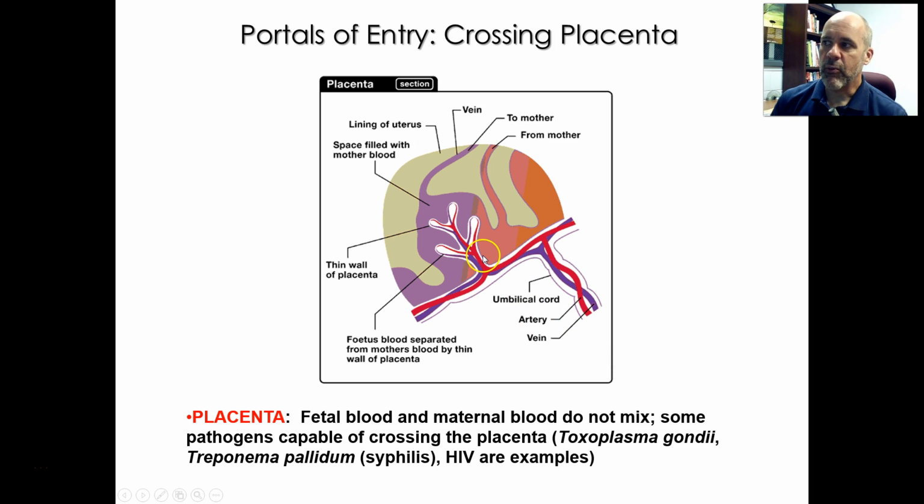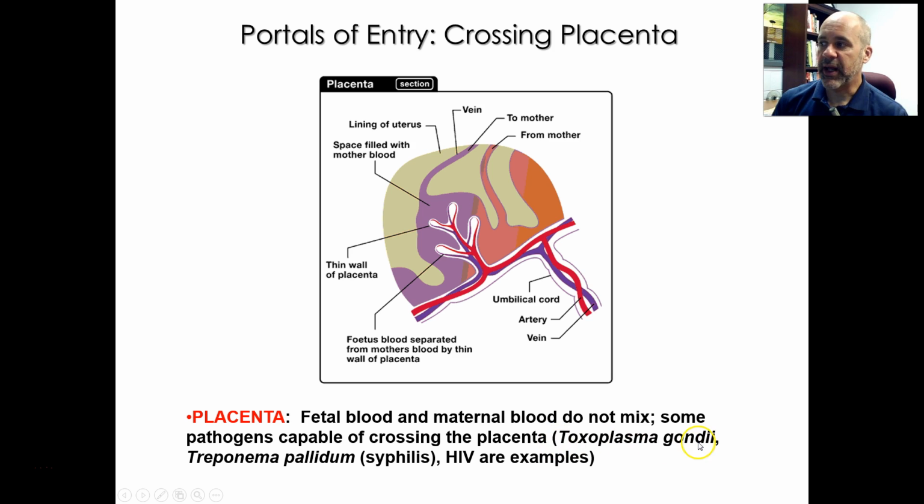But that little thin wall, the mother's blood and the blood of the embryo or the fetus are not supposed to mix with each other, because you could have incompatible blood types. So you don't want any mixing. You need a little thin wall of tissue there that allows exchange of gases and nutrients and wastes. So even though there's no physical contact, there are some microorganisms that can get across that little thin wall of tissue, and unfortunately there's some pretty nasty things that can do so.